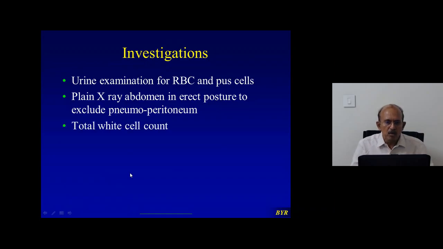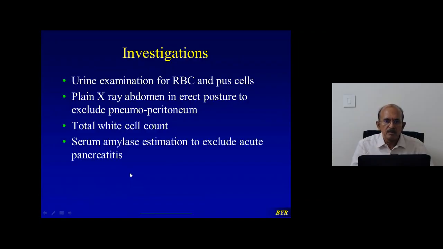Total leukocyte count. In all infective conditions, it is elevated. It is more than 11 or 12,000 per cubic millimeter. Serum amylase estimation to exclude acute pancreatitis. Then ultrasound scan of the abdomen to visualize the gallbladder and its contents.